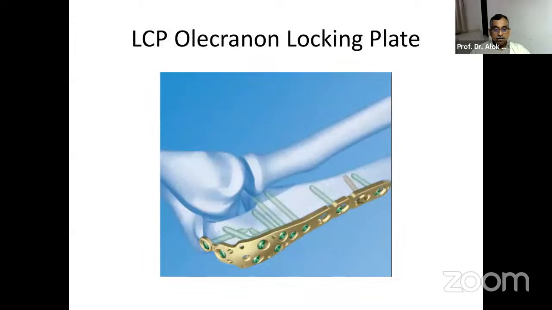So here is the LCP olecranon locking plate. You can see the various combinations of screws which are possible into it. And some companies have come with screws that are of different sizes. Combi holes, compression screws, locking screws, thinner screws, holes for primary fixation, holes for tying the triceps. So they are giving so many things.